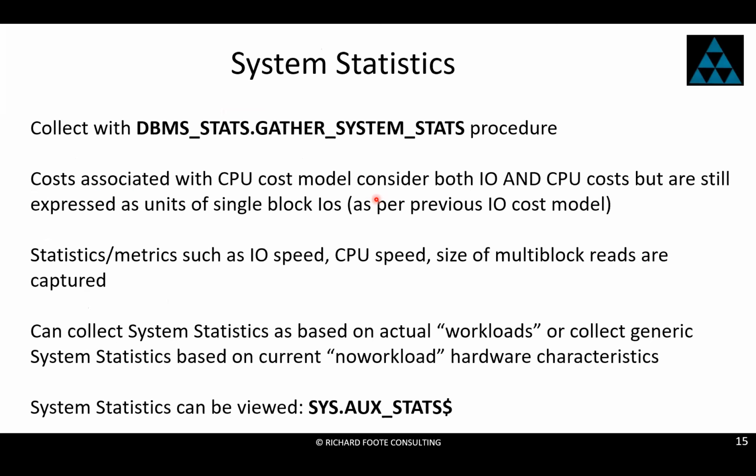What system stats give Oracle is an indication of how fast our different types of IOs are, how fast our CPUs are, and what is the average or expected size of our multi-block reads, because these are all key things to consider when we look at the cost of the full table scan. There's a big debate in the Oracle world whether you should gather noworkload or workload stats. I'm not going to touch on that here, but just note, modern versions of the database use the system stats. You need to be aware of what your system stats are. You can investigate them in this view.